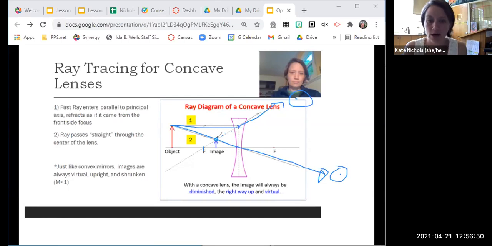So my brain thinks the image is there, and because one of the rays was virtual, this is a virtual image as well. You can't make a real image out of any virtual rays. If you have any virtual rays, we've got a virtual image. And this is another example, as I said before, whenever you have any kind of diverging device, including a concave lens, the image is always going to be diminished or shrunk. It's always going to be the right way up, so it's upright, and it's always going to be a virtual image as well. Okay.